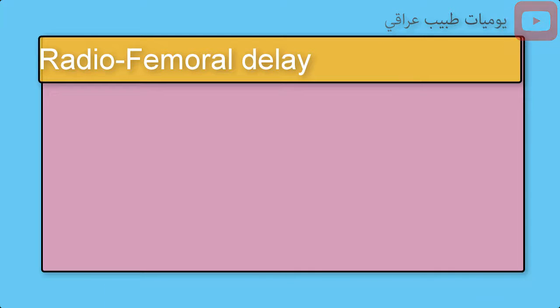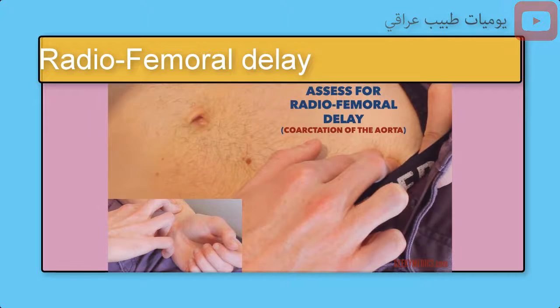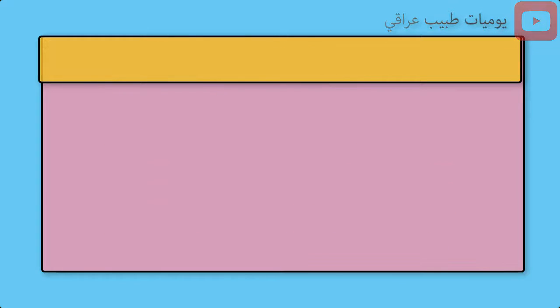This can be examined by placing the left hand on the radial artery and at the same time placing the right hand on the femoral artery. When these two arteries do not beat at the same time, this condition is called radiofemoral delay, and it can be seen in a case of aortic coarctation.